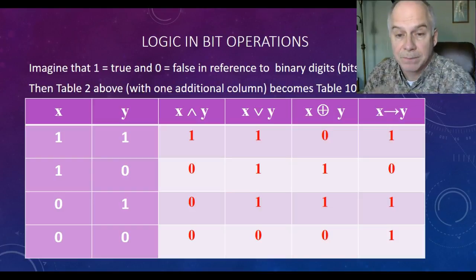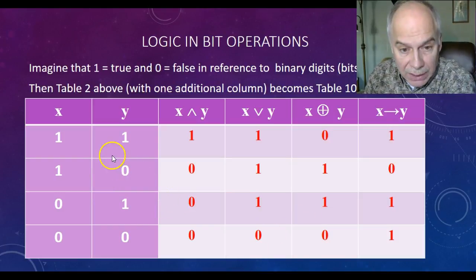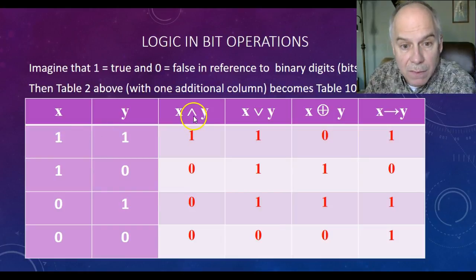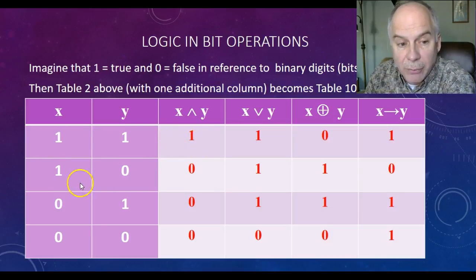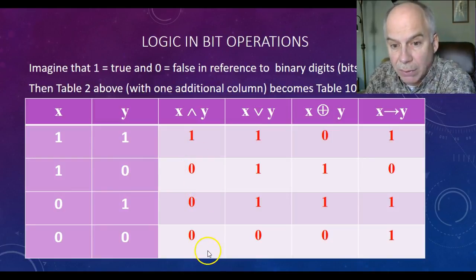So as you can see in this table, the third column, x and y, AND, is done when both of them are true. So when both are ones, this will be a 1. But all the other times it's false, so it's a 0.